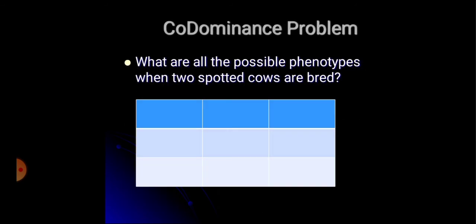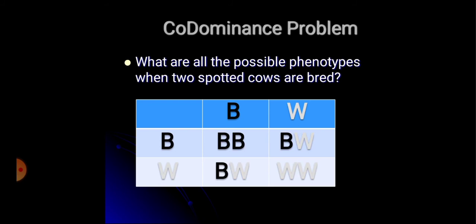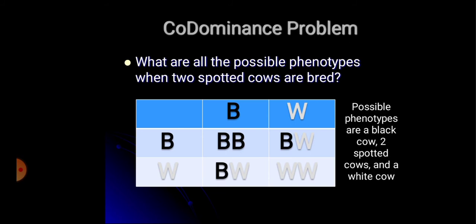Ang problema naman po sa codominance, what are all possible phenotypes when two spotted cows are bred? Minsan, nagiging white lahat. Minsan, nagiging black din. Possible phenotypes are a black cow, two spotted cows, and a white cow. Minsan, naghahalo po talaga at minsan, white po siya ng buo, minsan, black din po siya ng buo. Okay?